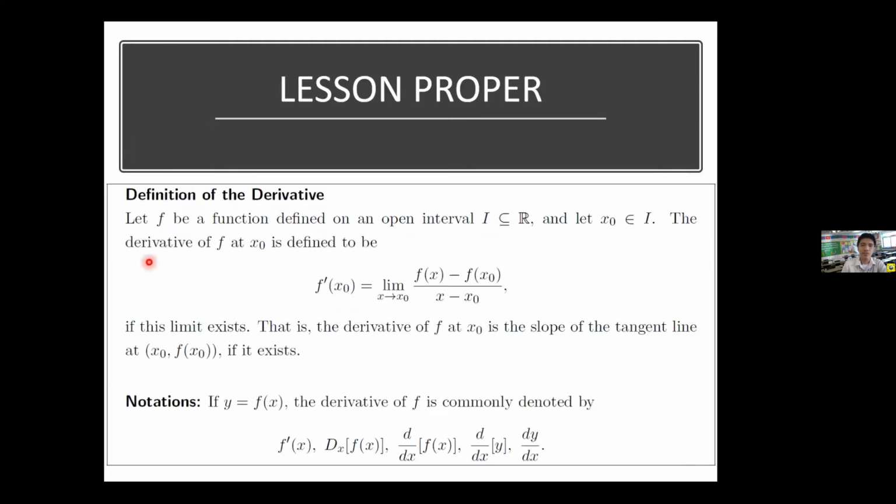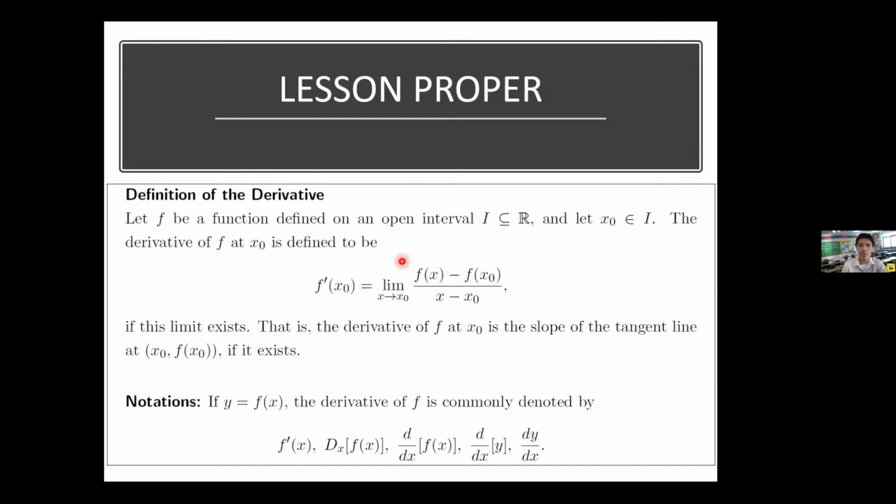The derivative of f at x sub 0 is defined to be f prime of x sub 0, which is equivalent to the limit of f of x minus f of x sub 0 over x minus x sub 0 as x approaches x sub 0. Take note that when we say derivative, the notation is f prime, that is, f with an apostrophe. So if you see f prime of 0, that means it is the derivative. Then this is the formula.